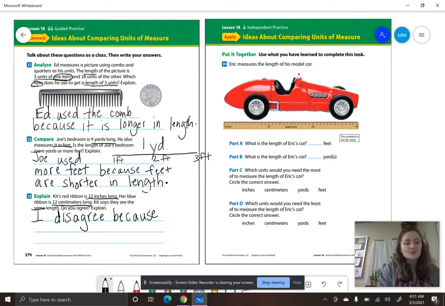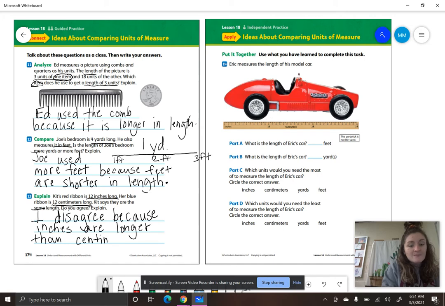Okay, so I disagree because inches are longer than centimeters. And I am making sure to use those topic-specific words. All right. Now, they had the same number of inches and the same number of centimeters, but the units that Kit used were different. All right, let's go to 14.